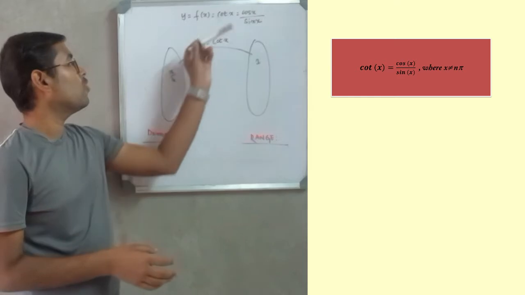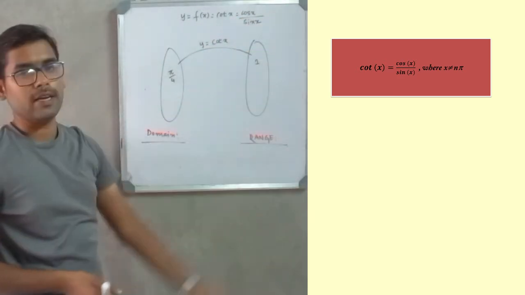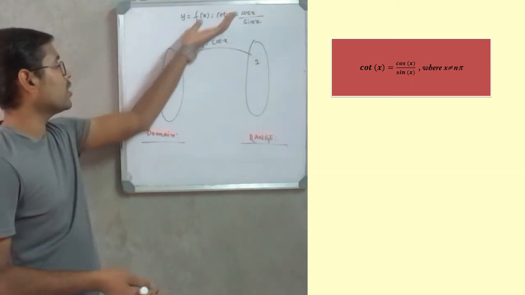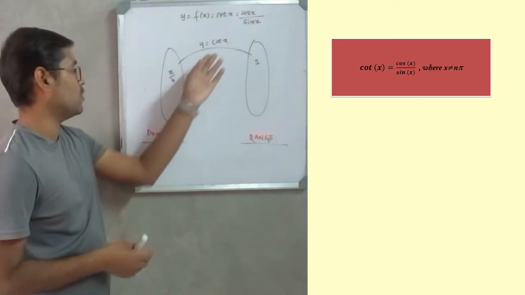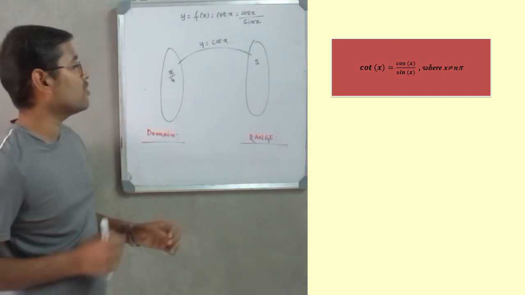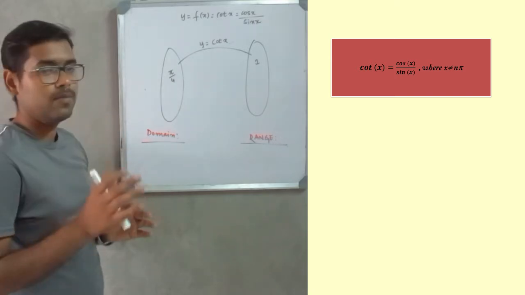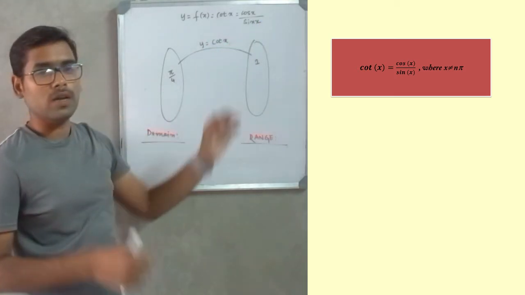Guys, finally we have cot x. The function cot x is defined as cos x divided by sin x. So the domain of cot x is basically the set of all the values of x for which the function cos x by sin x is defined. If you observe here, cos x by sin x is defined for all the real values of x except where the value of x is equal to n pi.